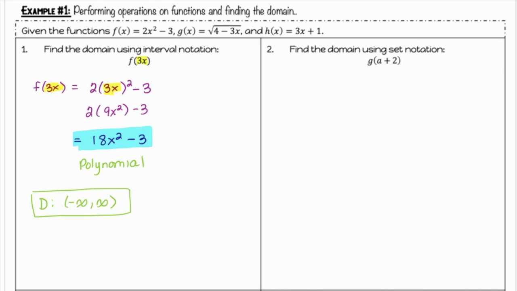Let's look at number 2. Find the domain using set notation this time, and we have been given g of a plus 2. This a plus 2 is our input. So what we are going to do is input this a plus 2 into the g function, simplify, and see what we get.